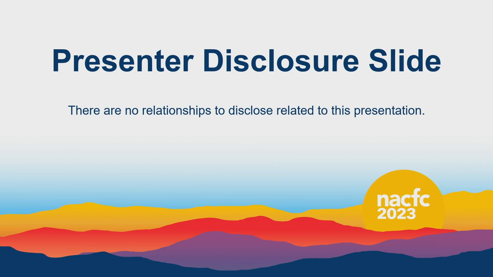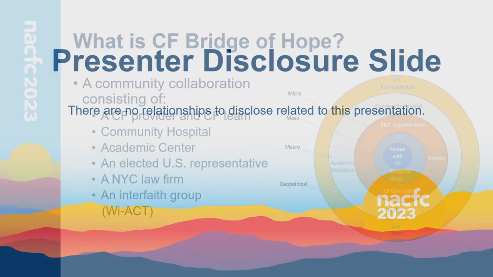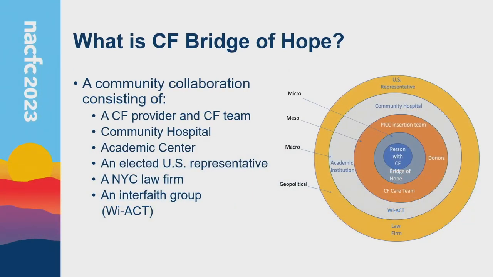I have nothing to disclose. So what is CF Bridge of Hope? CF Bridge of Hope is a not-for-profit small entity, a community collaboration. And this collaboration consists of the CF provider, CF team, the community hospital, academic center, elected US representative, New York City law firm, and interfaith group of Wilton, Connecticut.